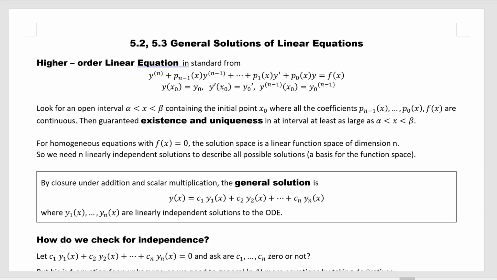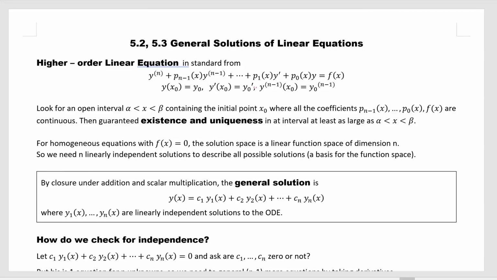The order is n, so for the initial conditions, we're going to have n pieces of information. So we have y prime, up to the n minus 1 derivative, at the initial point x0. So here we have n conditions. So we want to look for an open interval alpha beta containing the initial point x0 where all the coefficients are continuous. Then we have the theorem of existence and uniqueness for linear order ODE.